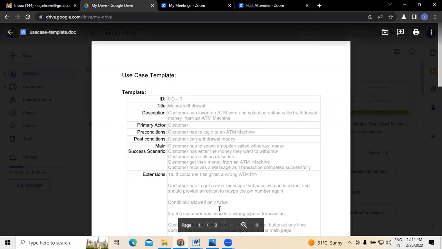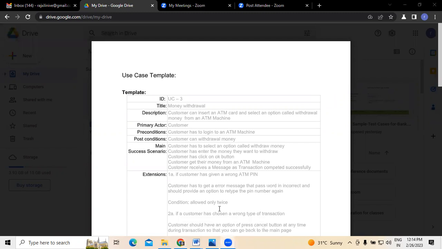Is it clear? I think there is a question. Yes, whatever documents I am sharing, the templates, I'll share them. Yes, I'll do that, Abhishek. No problem.